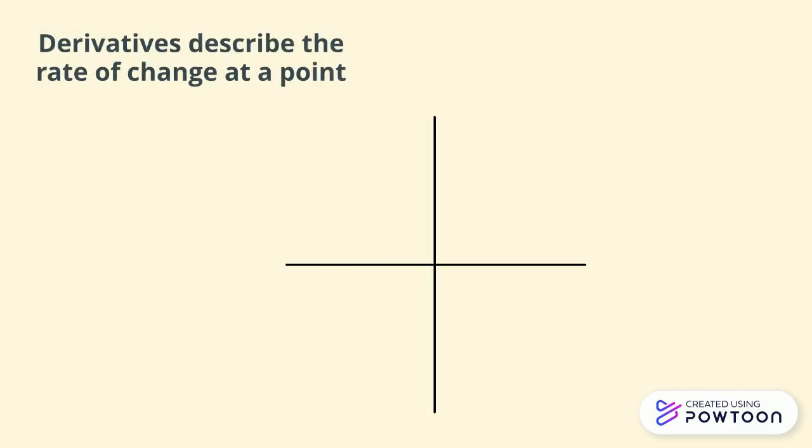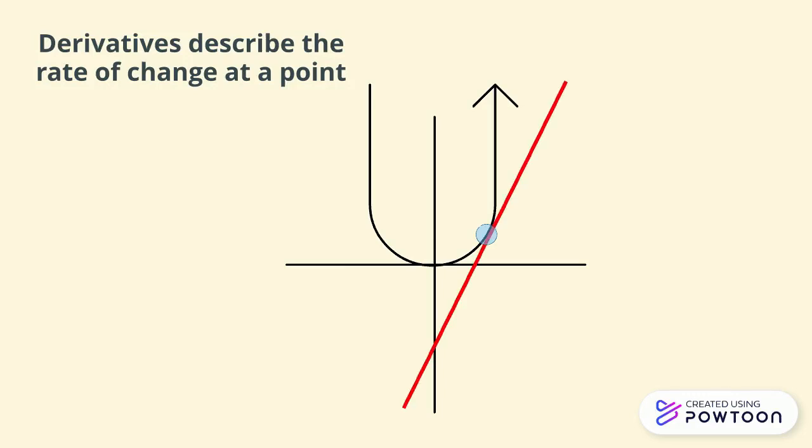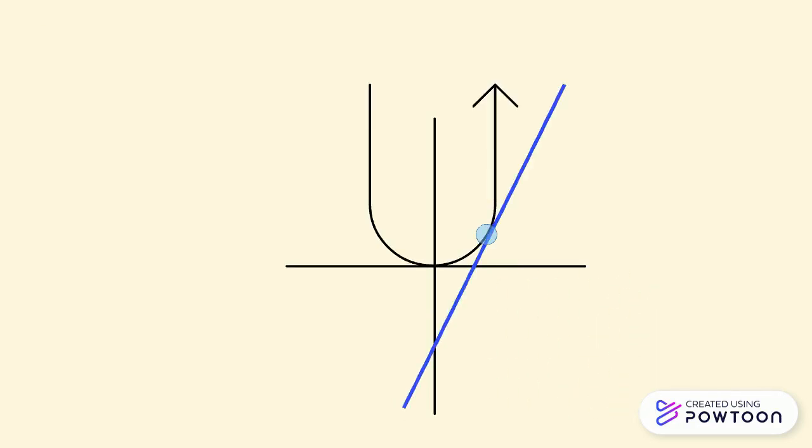Looking at this parabola, we have that point in blue, and then we want to know the derivative at that point, so the slope or rate of change at that point. The slope or rate of change at that point is also the slope of the tangent line, which is great.